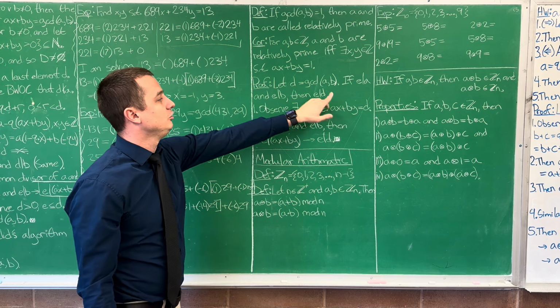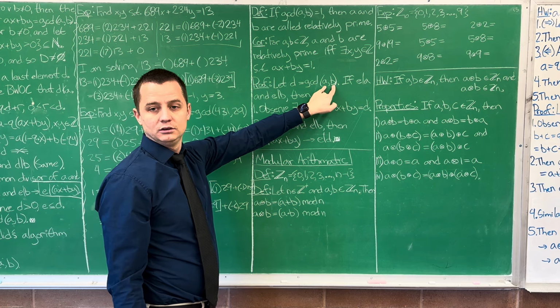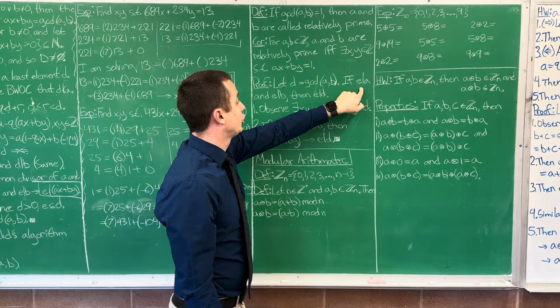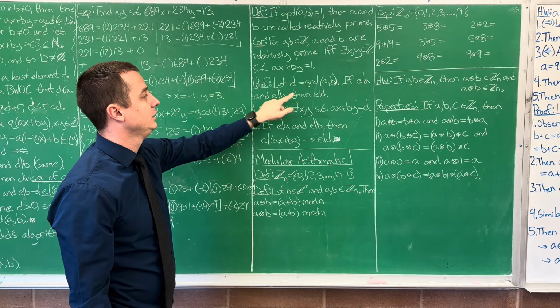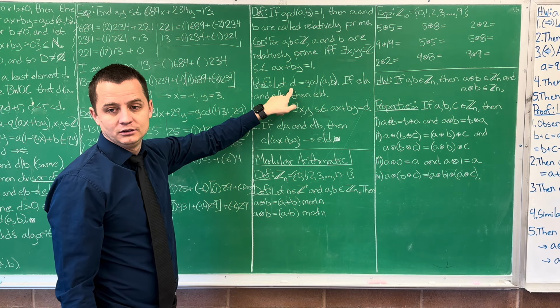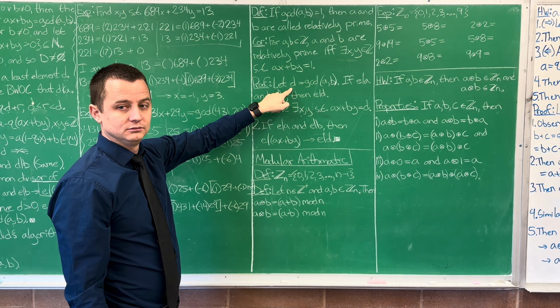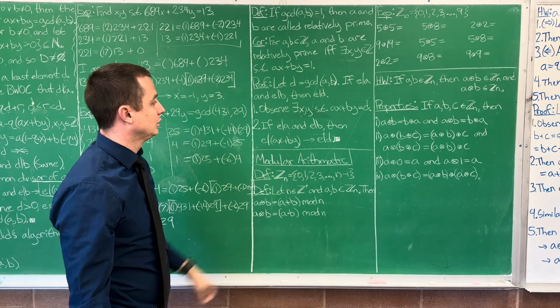One that's also really simple, but I thought it merited writing a couple of lines. Let D be the GCD of A and B. If E is another common divisor of A and B, then E is also a common divisor of D. Good? So let's quickly prove that.